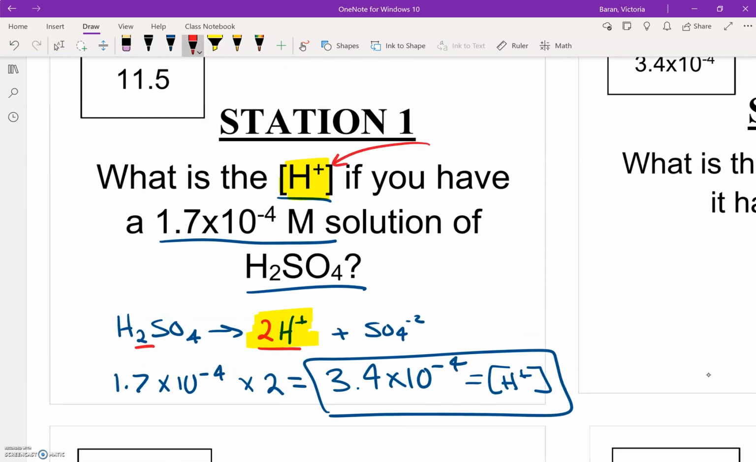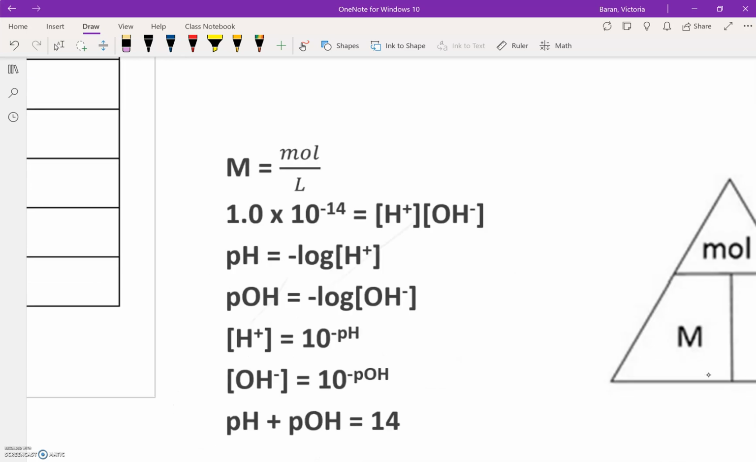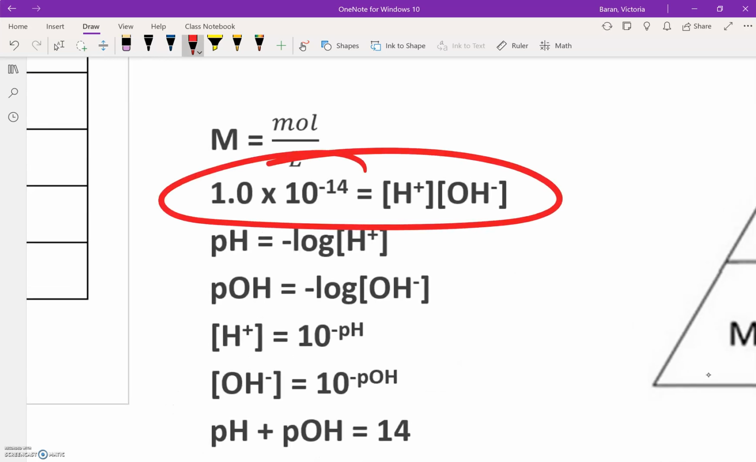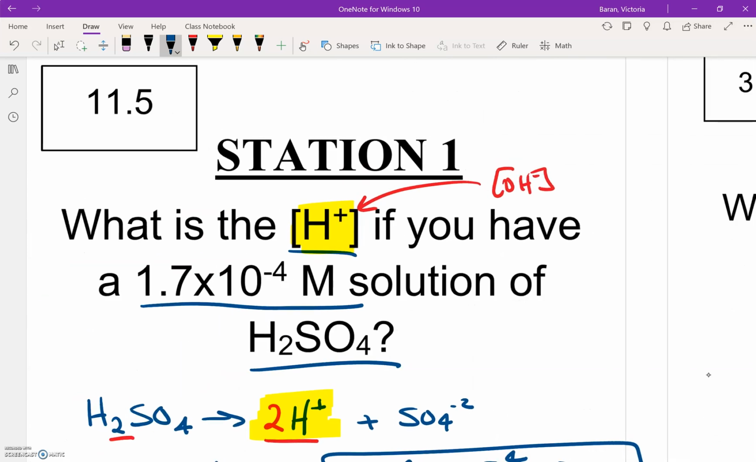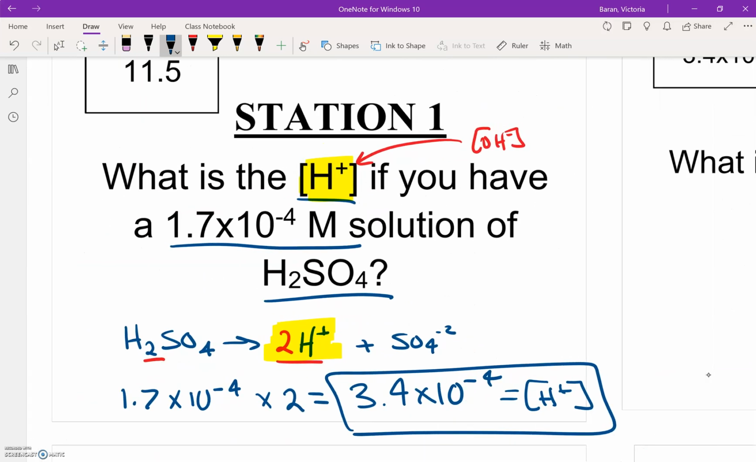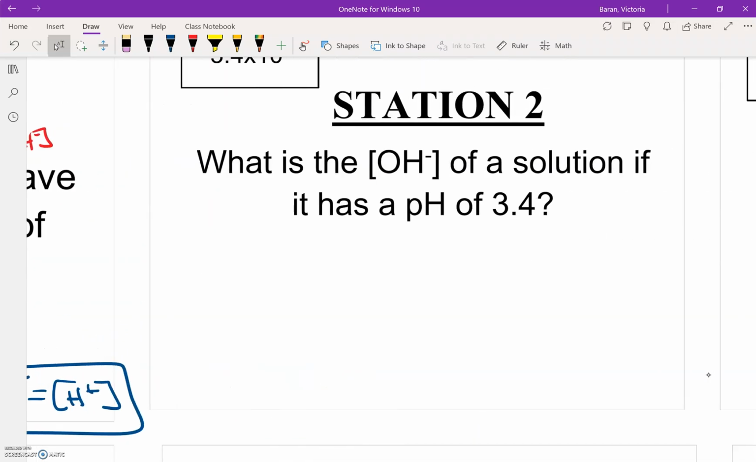concentration. If I asked you to find the OH- concentration, you would have just had to take this answer and plug it into this equation here in order to find the OH- concentration, if you had to do that step. All right, so that's a little bit of review for that question.